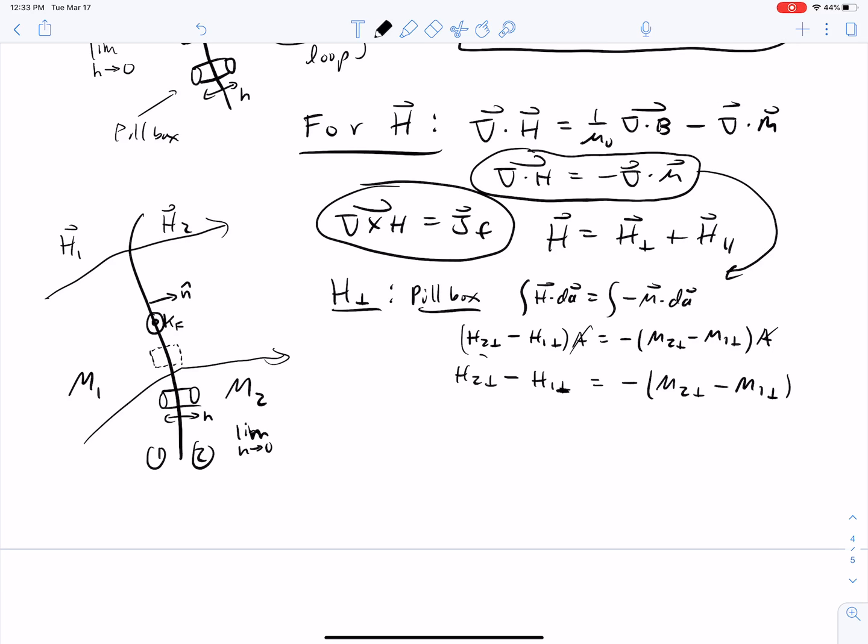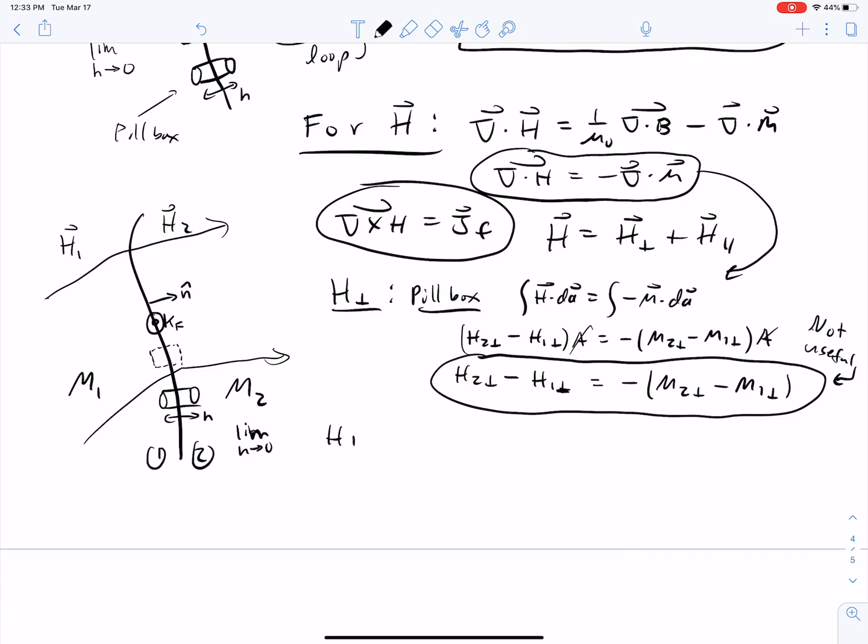Okay, so this is the boundary condition on the perpendicular component of H, and I will be honest with you, this is not a very useful one. This perpendicular component of H is not useful, because it depends on the magnetization. So you don't see this used much, so that's not too useful. But the one that is useful is the parallel one, the parallel component. Because now for the parallel component, we do the same.